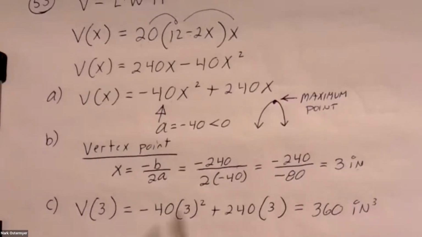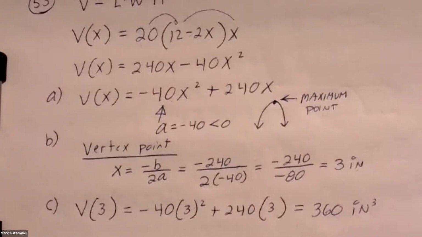Sorry, I'm confused. How'd you get 360? Well, negative 40 times 9 is going to be negative, let me see. 9 plus 240 times 3, 360. Yeah, this does work out to be 360. So negative 40 times 9 plus, this is going to be 720, correct? Yeah, negative 360 plus 720 is 360. Does that work out? 360 cubic inches. Any other questions about that one?